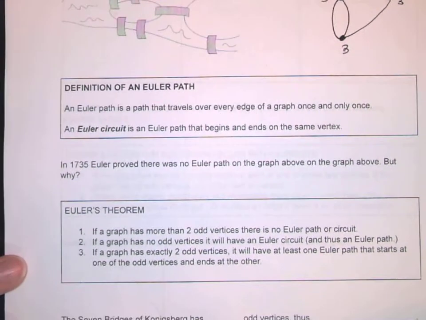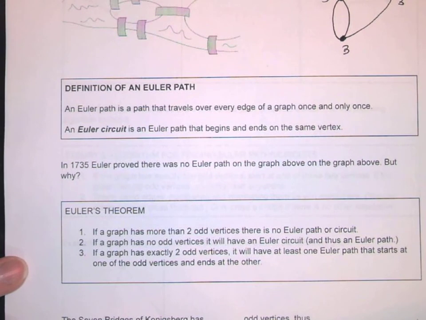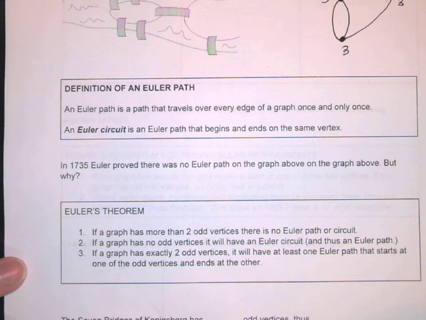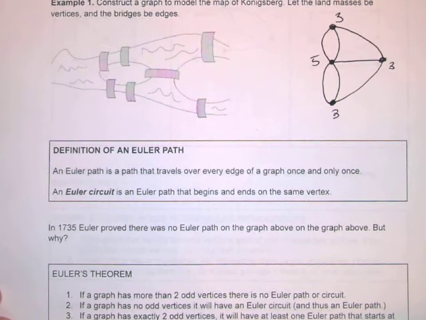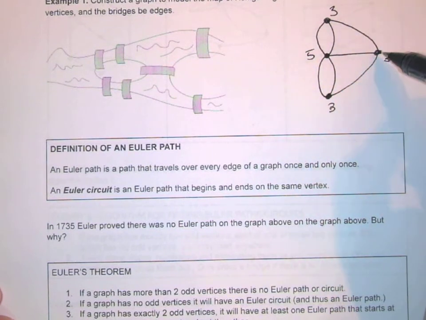So Euler's theorem says that if a graph has more than 2 odd vertices, there is no Euler path or circuit. It's impossible. And he proved this. We're not going to look at the proof or the method that he used in his original paper, but just know that this is the theorem he developed. If there's more than 2 odd vertices, it will be impossible. So on our model for the Königsberg situation, there are 4 odd vertices, which is why it's impossible.